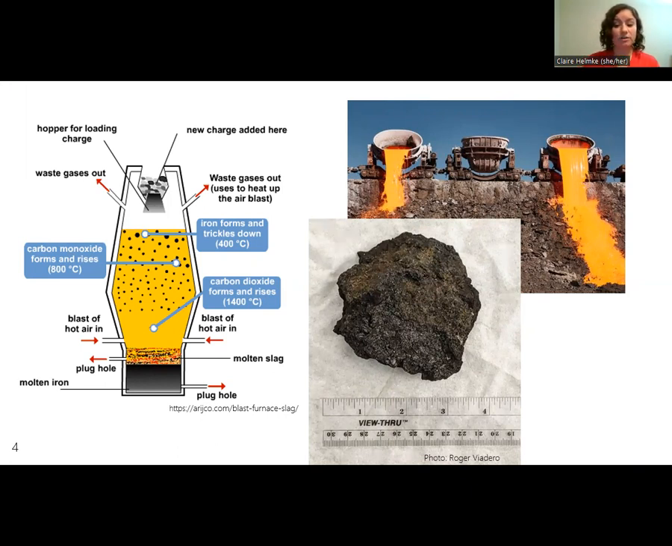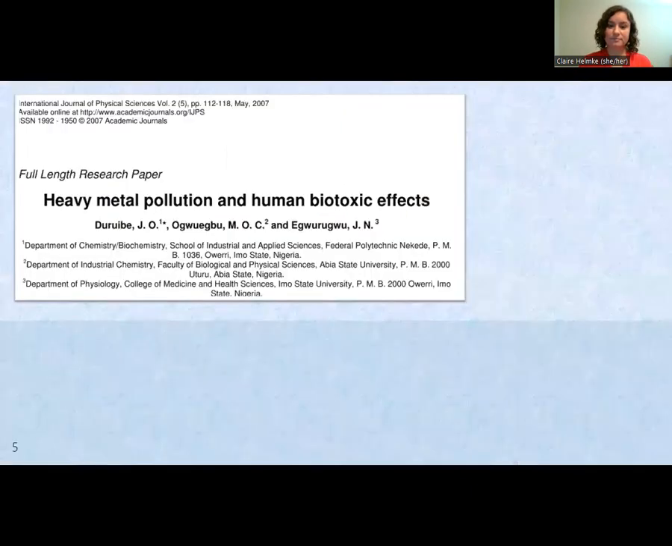For every ton of iron or steel produced, a quarter ton of slag is also produced. In the 1970s, approximately 28 million tons of steel were produced in the Chicago area alone, resulting in about 7 million tons of slag being produced and dumped.